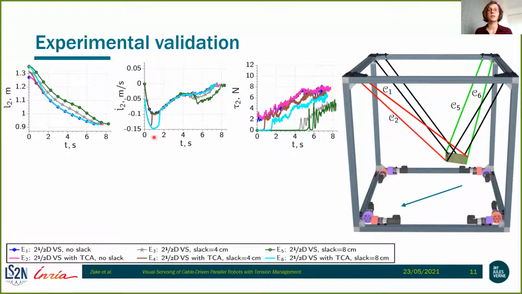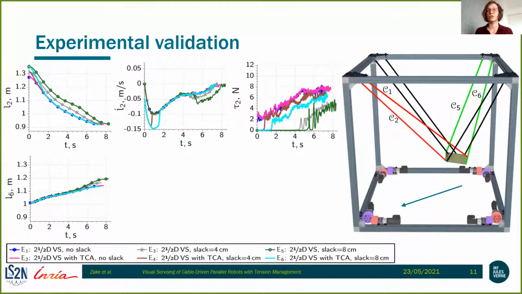And as you can see here in the velocity curves, there are 2 experiments where the velocity was increased. This is because the TCA was working on reducing the 4 and 8 centimeter slack. And what is interesting to note is that the moment here the brown and cyan curves go above the 1 Newton threshold is exactly the moment where the increased velocity disappears and the TCA is no longer correcting anything.